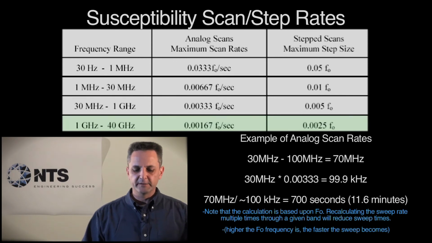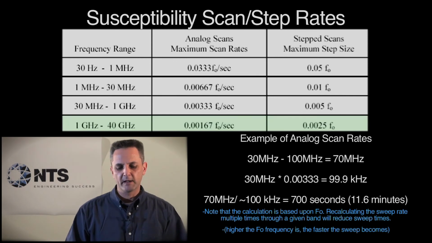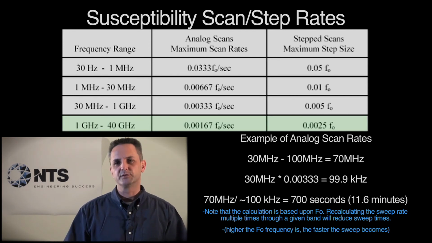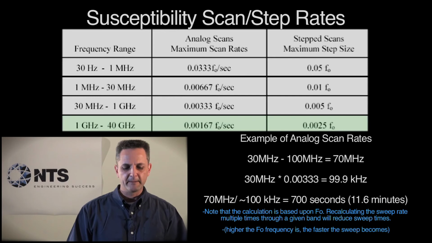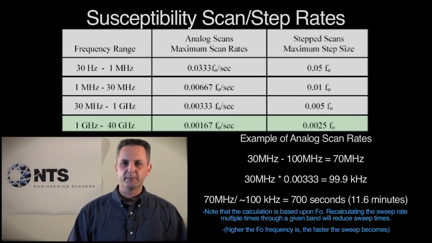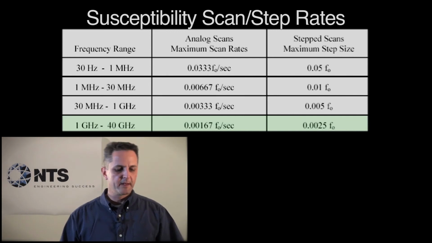Note that the calculation is based upon F0. Recalculating the sweep rate multiple times across that frequency range will reduce the sweep time. So I mean by that, the higher the frequency, or F0, is, the faster the sweep rate becomes. And I can give you an example of that.